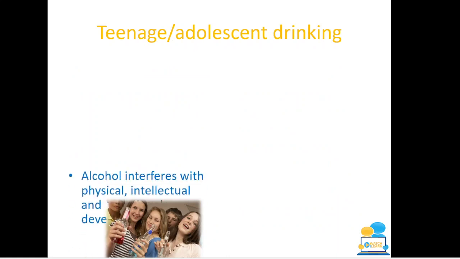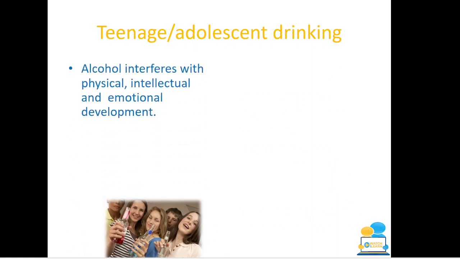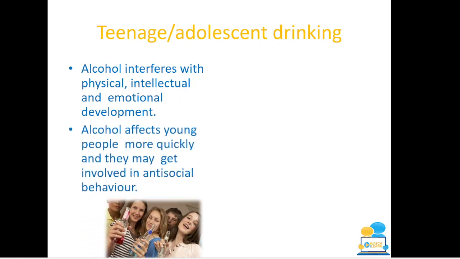So teenage or adolescent drinking. Essentially what this does is it interferes with your physical, intellectual and emotional development, okay? It affects young people more quickly because your bodies are smaller and they're not used to metabolizing alcohol, and it causes more antisocial behavior.